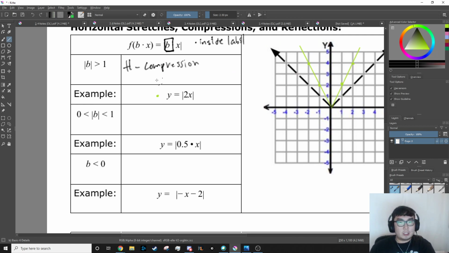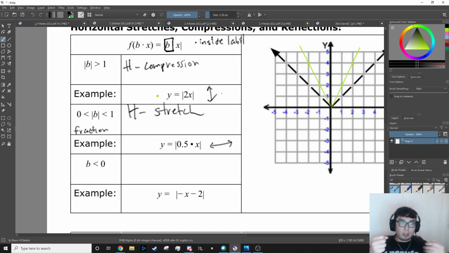Okay, so if this is horizontal compression, that means my other one is going to be a horizontal stretch, because of process of elimination. We know that horizontal is opposite of vertical, and we know that compression and stretches are opposites too. Or I hope you noticed that. But yeah, if the absolute value of b is greater than 0 but less than 1, or if it's a fraction or a decimal, not greater than 1, it is a horizontal stretch. And the stretch looks like this. As in, I'm pulling it from the horizontal side, which is left and right. So I'm pulling it like this.